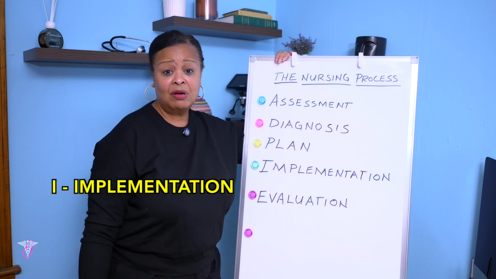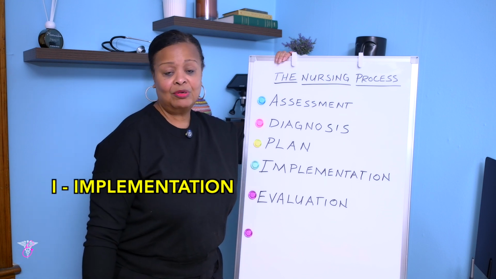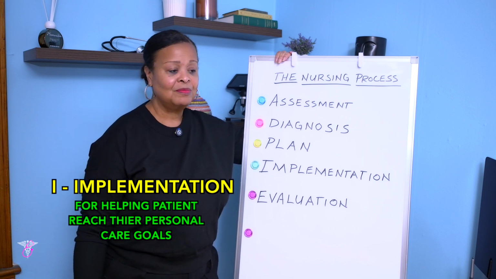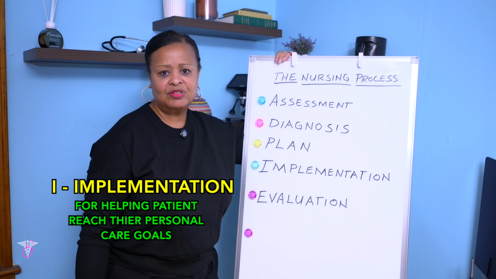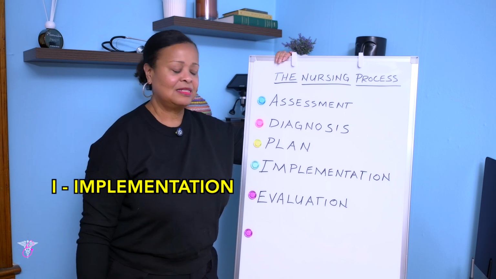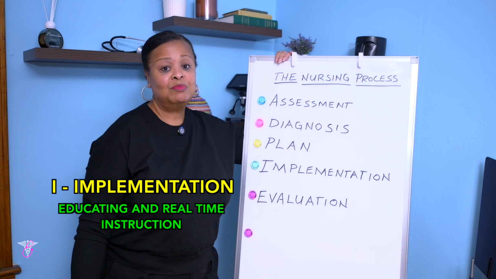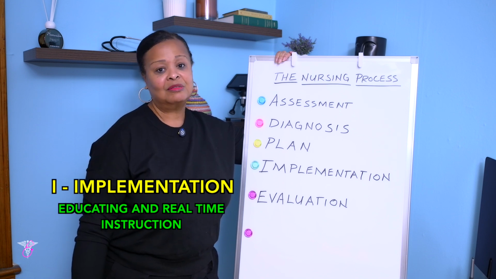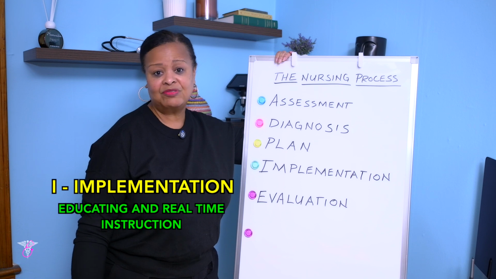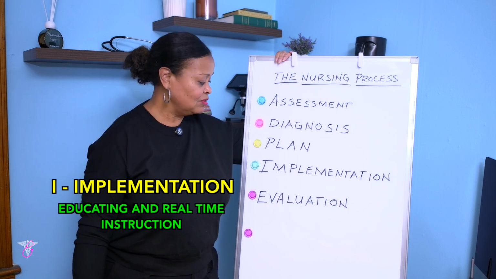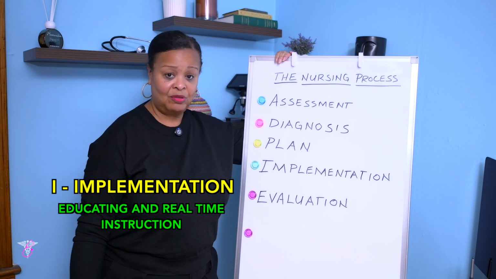All right, next we have to put that plan into action, and that's called implementation. And so here are all the things that you're going to do with your patient in order for them to be successful in their personal care. So that might be things like educating your patient on the disease process, teaching them how to use the blood glucose machine, teaching them how to eat properly, looking at their carbohydrates. Carbohydrates break down into sugars, and things like that. So it's a whole list of things that you might go over with your patient.